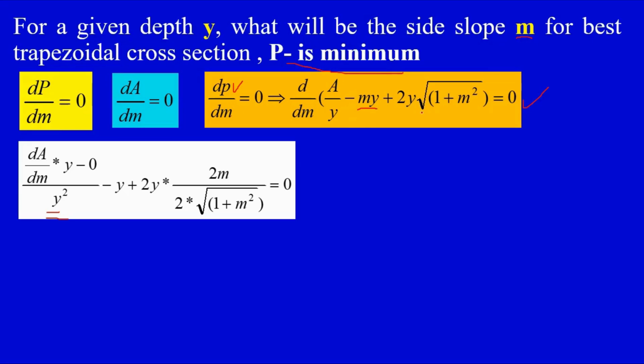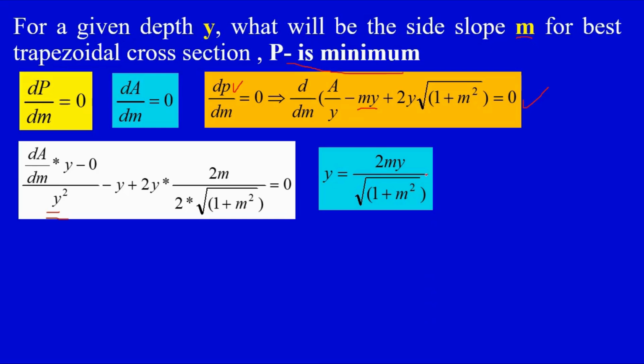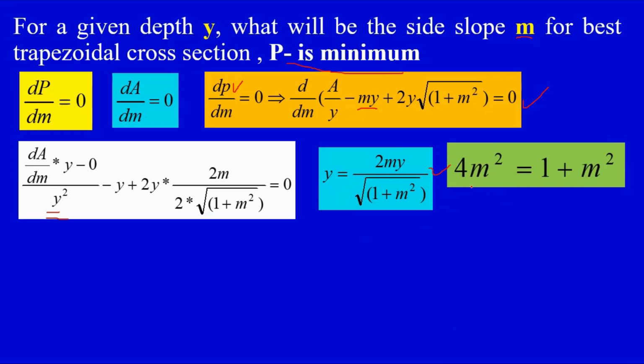And you have a radical, so the radical derivative you can just calculate: 1 over 2 radical square root of 1 plus m square times 2m. Inside the radical, you have square, so you have 2m. Then you found this equation. You can cancel y on both sides. Then finally, we get this expression.